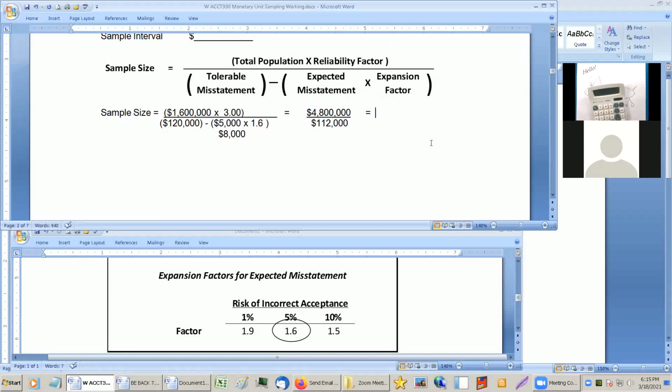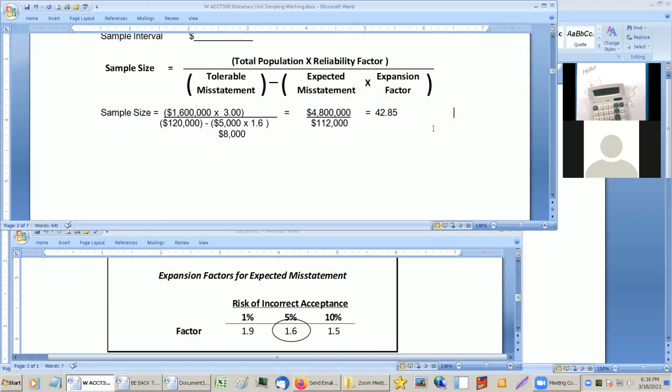Yeah, we're going to round them, and I'm going to talk about that for a second here. So 42.85. Oops, that is wrong. My spacing is wrong too.